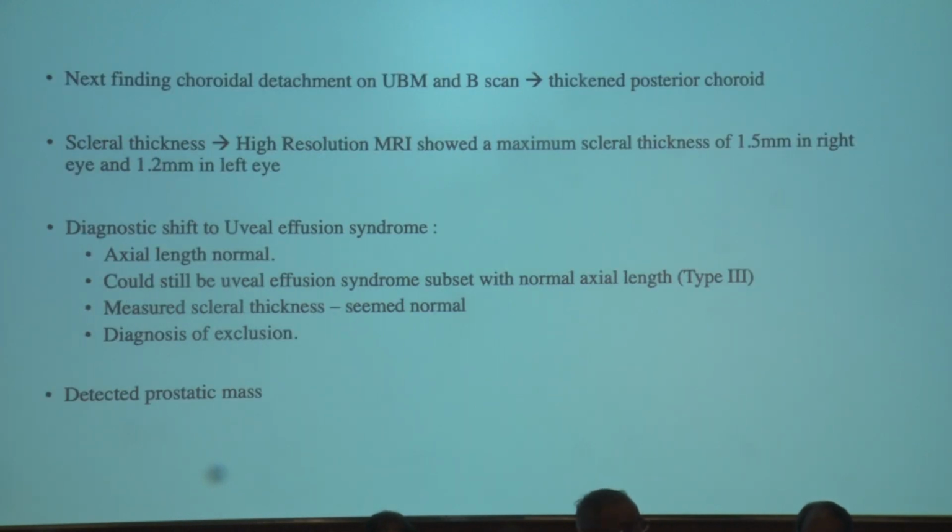The next finding of choroidal detachment on UBM and B scan was found. The scleral thickness was again within normal limits on MRI as well as on UBM. So we shifted our diagnosis to uveal effusion syndrome. Although the axial length was normal, so we thought it's probably the type 3 variant of uveal effusion syndrome, where the axial length is normal and the scleral thickness is also within normal limits. But we detected a prostatic mass.